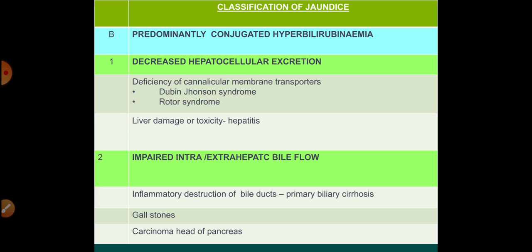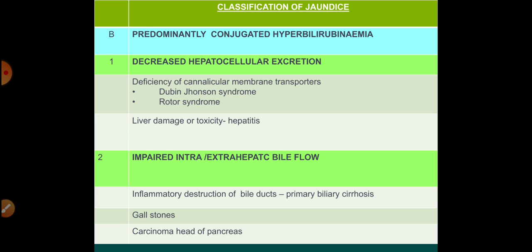Dubin-Johnson syndrome is an autosomal recessive disorder. It is not clinically significant, but grossly the liver is pitch dark, very dark green or blackish green in color. Rotor syndrome is also due to a defect in secretion of the conjugated bilirubin into the bile canaliculi, but grossly and microscopically the liver is normal. In Rotor syndrome, apart from the secretion of the bile into the biliary canaliculi, there are defects in cellular uptake of bilirubin and also in conjugation of the bilirubin.